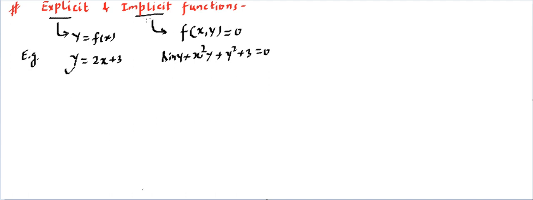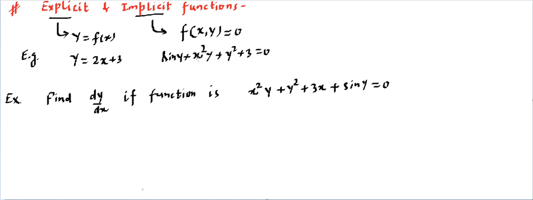But what happens when the functions are implicit, so that's what I'm going to discuss over here in this particular case. So in case of implicit functions, we differentiate that, right? And then differentiation goes very similar way as we did in case of this explicit function. So let me take one example for that. So let's consider the example very similar to that I have given just earlier. So it says find dy upon dx if the function is this. So it's x square y plus y square plus 3x plus sine y equal to 0. So we need to differentiate this, and we need to find dy upon dx.